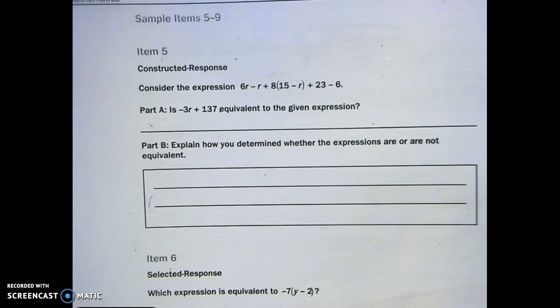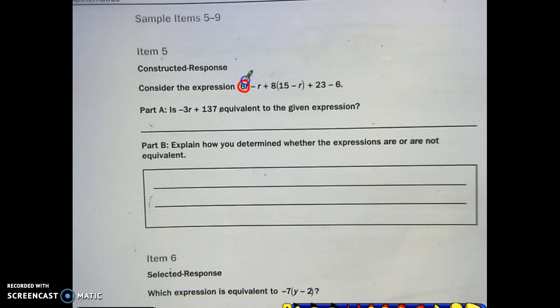So now for 5 through 9, we're going to review Unit 2. Unit 2 is expressions, equations, and inequalities. So question 5 says, consider the expression 6r minus r plus 8 times (15 minus r) plus 23 minus 6. Part A. Is negative 3r plus 137 equivalent to the given expression? So I need to simplify this big expression to see if they are the same.